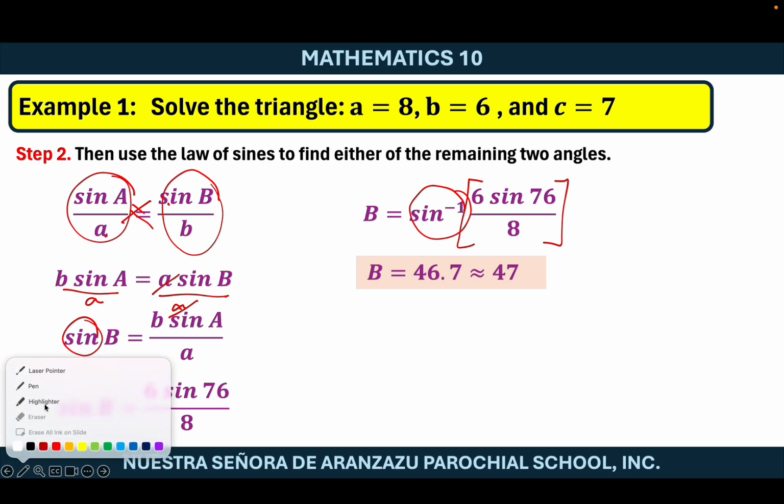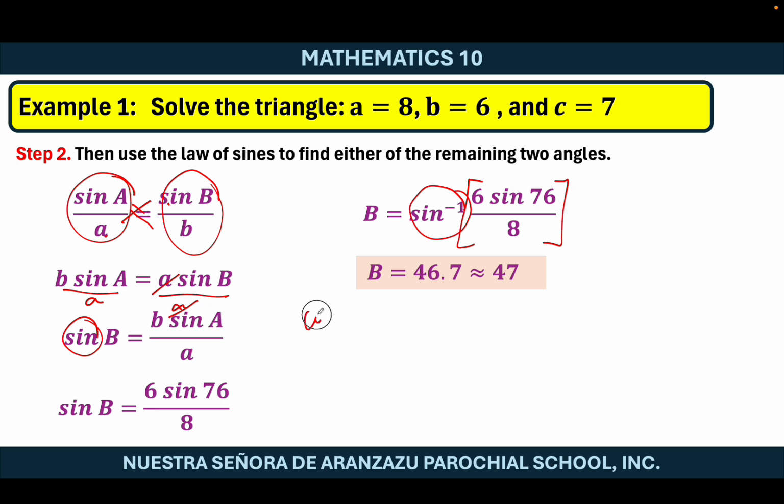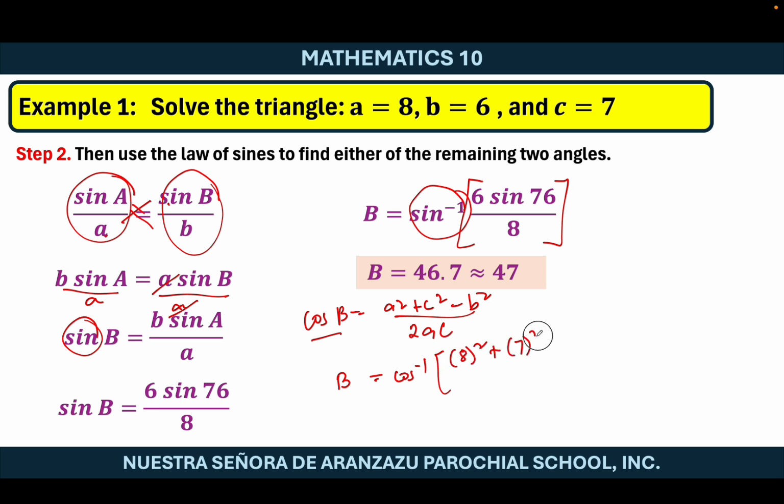Now, sabi ko kanina, pwede natin magamit yung cosine B. Paano natin gagamitin si cosine B? So, cosine B is equal to A squared plus C squared minus B squared over 2AC. Then, get the inverse agad ng cosine, so that is cosine of negative 1. Then, substitute all the given. So, that is 8 squared plus 7 squared minus 6 squared over 2 times 8 times 7. Yan. Dapat ang lalabas dyan is 47 pa din when we rounded off.